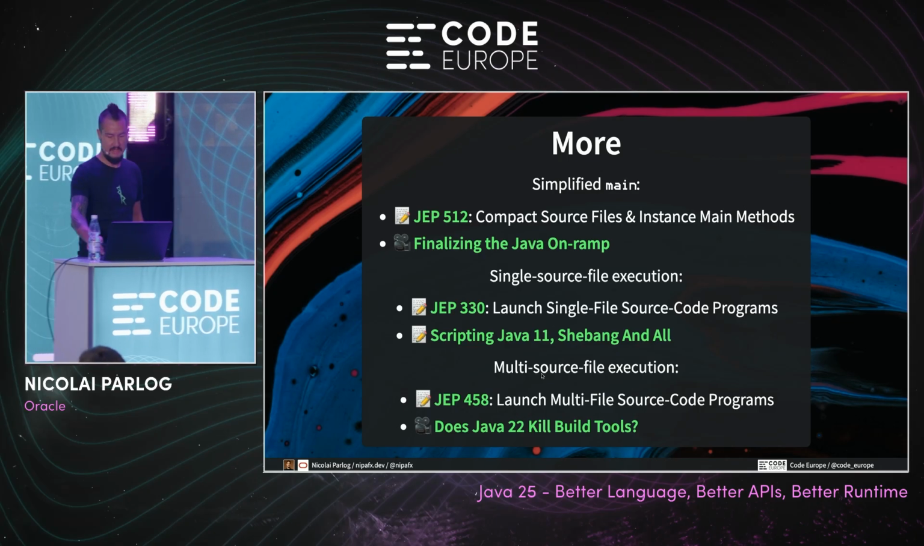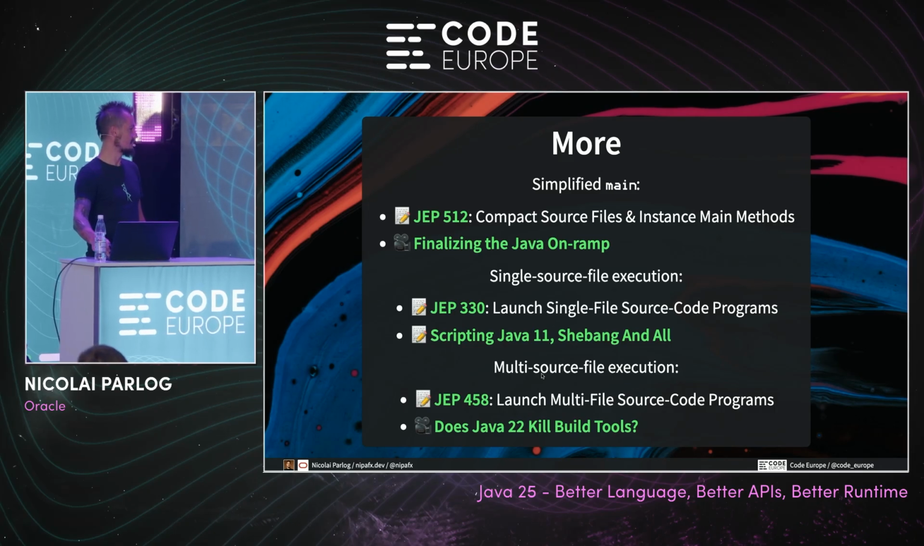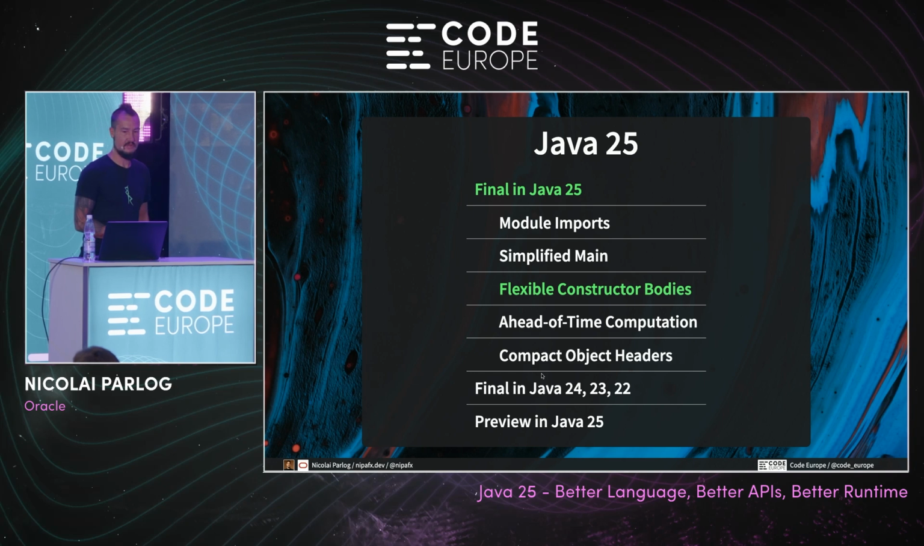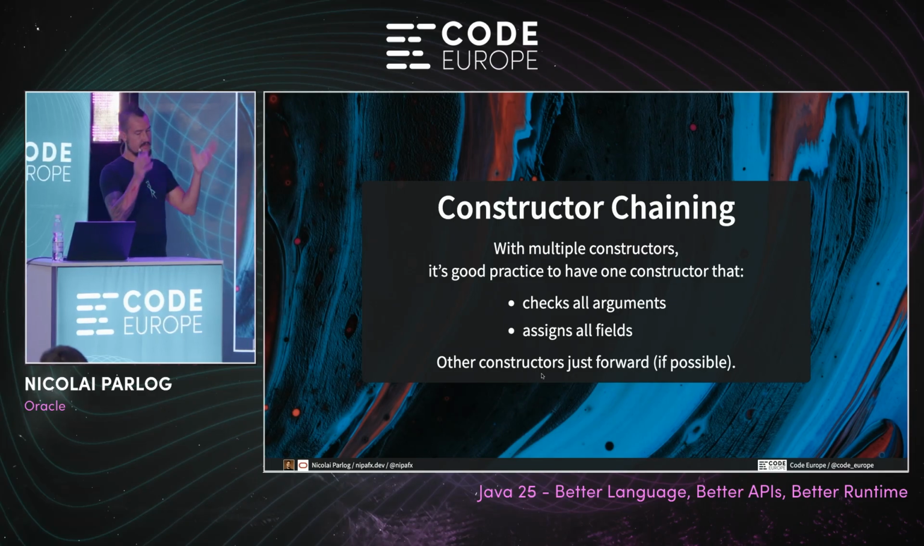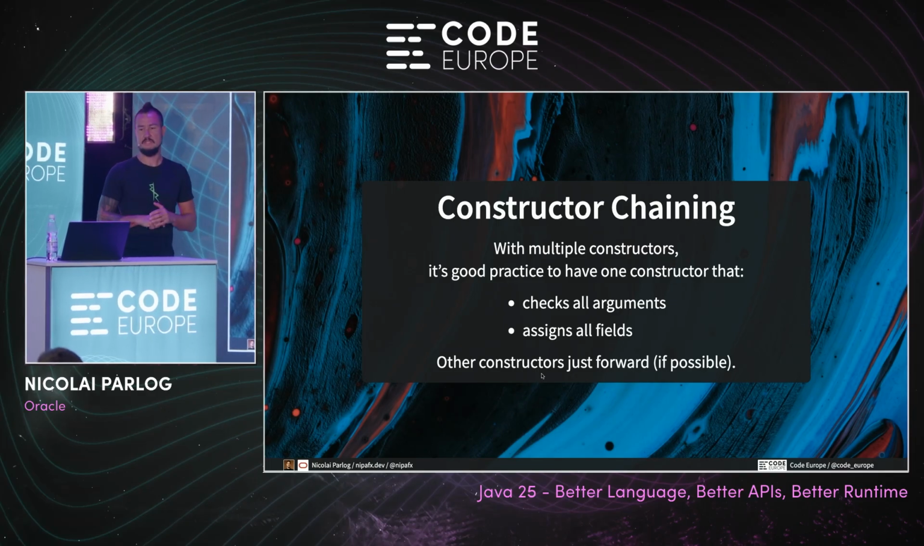Okay. That was my rant on teaching learning Java. That's something else. Let's talk about flexible constructor bodies. Also finalized in JDK 25. This concerns generally the topic of constructor chaining, or sometimes it's called telescoping constructors.